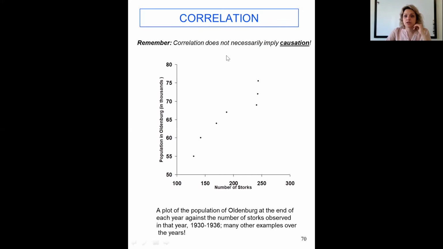Just remember this, correlation doesn't necessarily imply causation. For example, look at this. You could say that X is a result of Y, but sometimes it does not necessarily imply that. Sometimes maybe we would have it, maybe we would not. It's not that you can definitely say that one factor is the cause of the other factor. So, a plot of the population of Oldenburg at the end of each year, against the number of storks observed in the years 1903 to 1936.